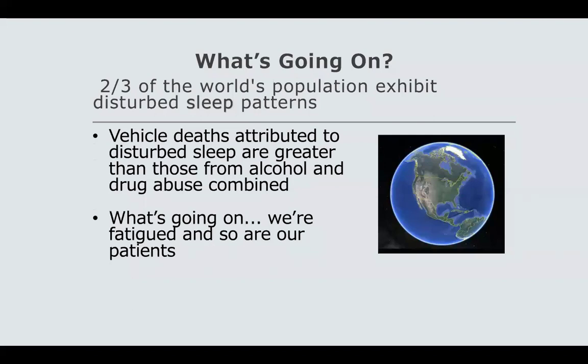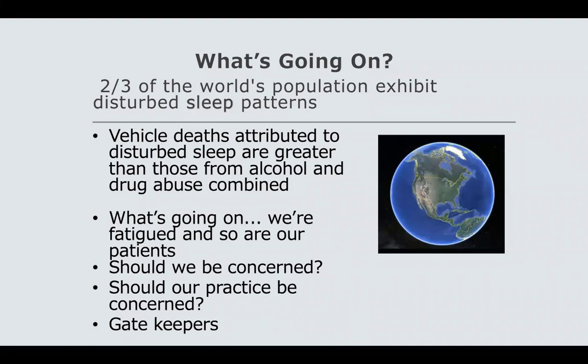So what's going on? So we're fatigued. So are our patients. When I interview my patient, hey, how you doing? It's nice to see you. What's going on? Oh, I'm just fatigued. I'm hearing the word fatigue more than tired or anything else. And it's a sense of I'm tired, but I'm not tired. I don't have that get up and go energy I used to have. Something isn't right. So should we be concerned? Should our practice be concerned?